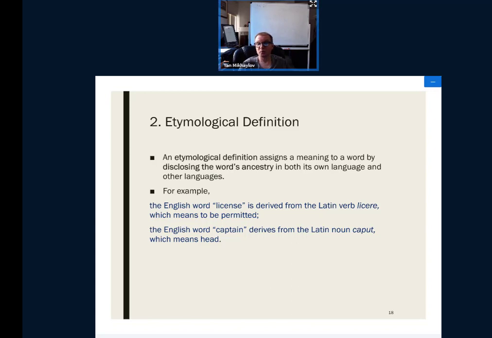Many English words, by the way, to go a little bit into linguistics, do in fact derive from Latin words. Not all of them, but many of them. And part of the reason is many of them come from the French language.